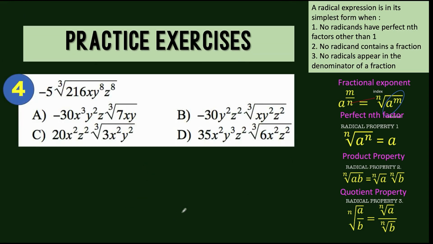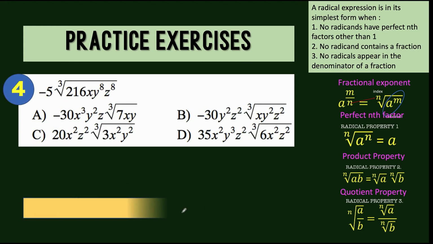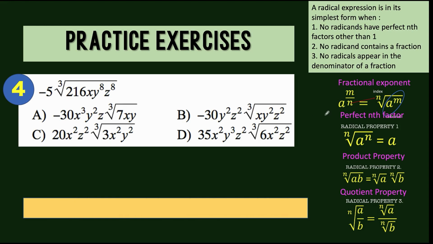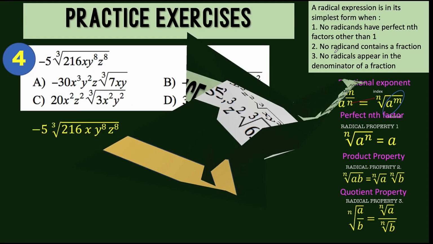Another example. How do you simplify negative 5 times the cube root of 216 x y to the 8 z to the 8? So again, apply these properties of radicals to meet these three conditions. Let's do this together.